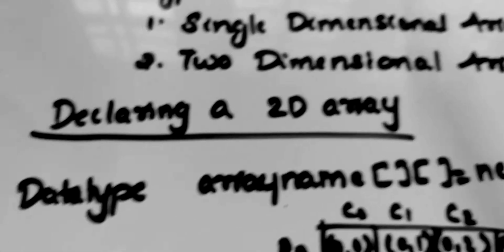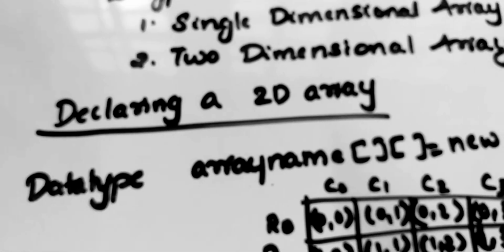So how can we declare a two dimensional array? Similar to a single dimensional array, that is data type, array name, and after that there are two sets of square brackets, open and close. The first one is for row value, the second one for column. So by seeing these two sets of square brackets, we can say it is a two dimensional array. If there is a single set of square brackets, then we can say it's a single dimensional array. If there is a pair of square brackets, then it is a two dimensional array.